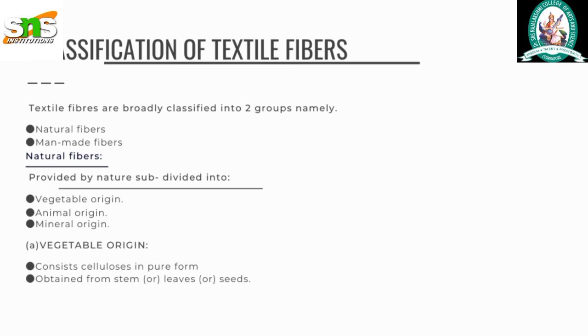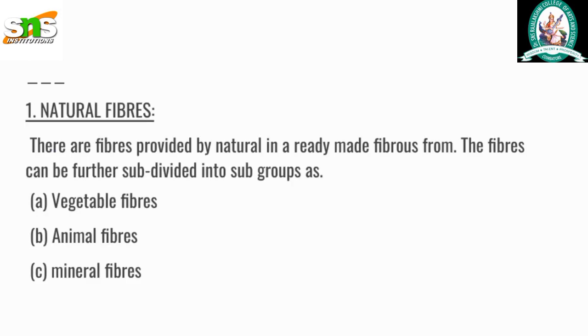Textile fibers are broadly classified into two groups, namely natural fiber and man-made fiber. Natural fibers provided by nature are subdivided into vegetable origin, animal origin, mineral origin. A. Vegetable origin. Consists of cellulose in pure form obtained from stem, leaves or seeds. Natural fibers. They are fibers provided by nature in a ready-made fibrous form. The fibers can be further subdivided into subgroups as vegetable fiber, animal fiber, mineral fiber.